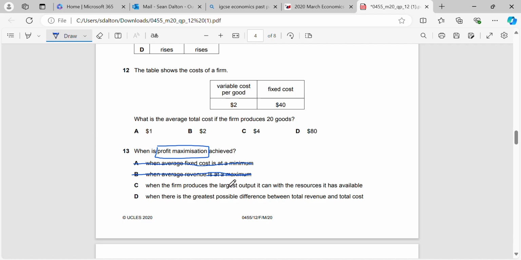When a firm produces the largest output it can with the resources that are available, that just means that we're being efficient. But again, it doesn't mean that we're selling it, and it also doesn't tell us anything about our cost. So profit maximization, or when we're making the most profit, would be when we have the biggest gap between our total sales, our total revenue, and the total cost of making the products, right? Profit is the gap between total revenue and total cost. And the bigger the gap, the more profit we're making.